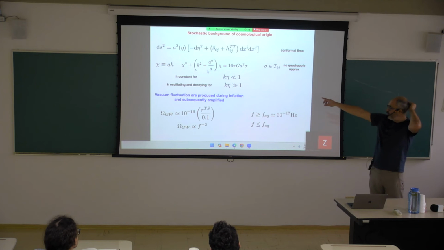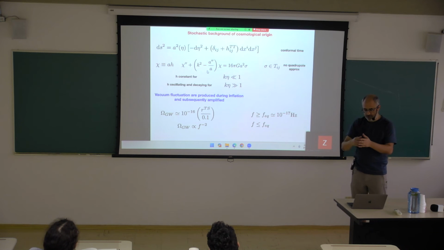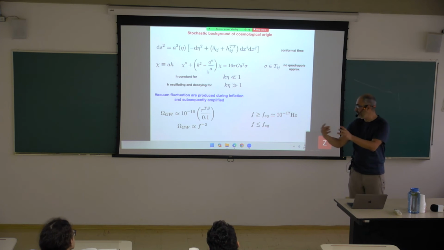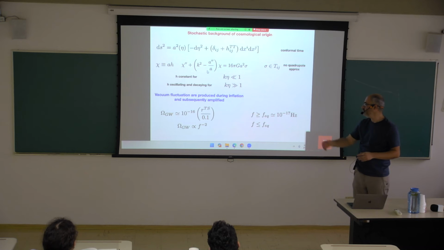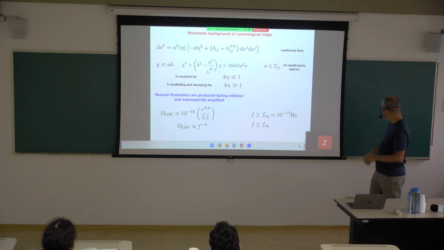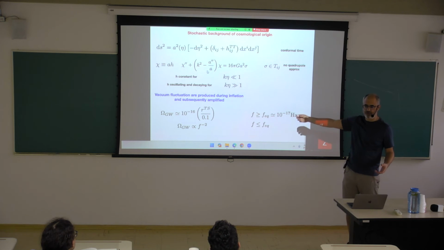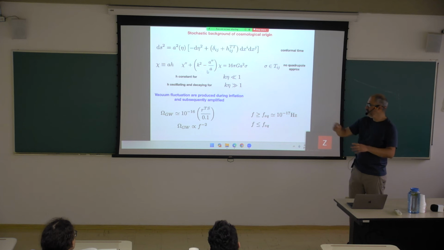If the wave mode k is much smaller than 1 over eta, the mode is constant, h is constant. And if the wavelength is smaller, k is larger, so high frequency, this mode is decaying, okay? This is a typical behavior of every cosmological perturbation, scalar or tensor. It is what you call entering or exiting the horizon, I think you heard about that.